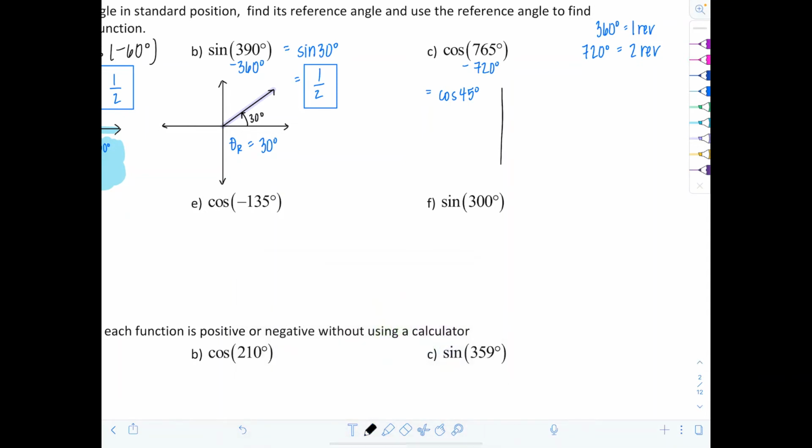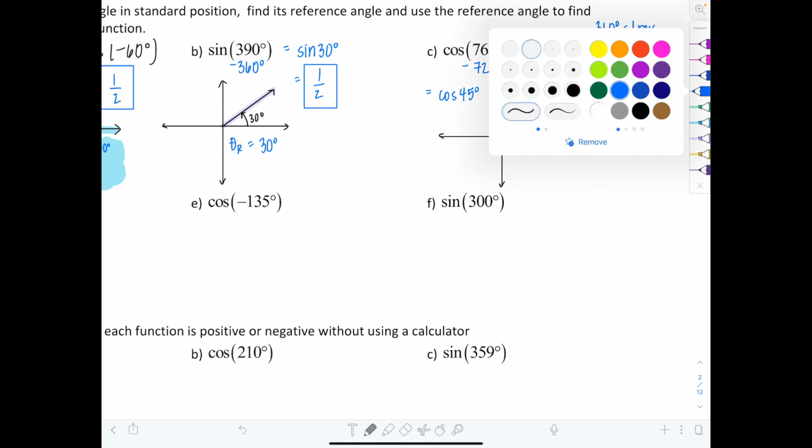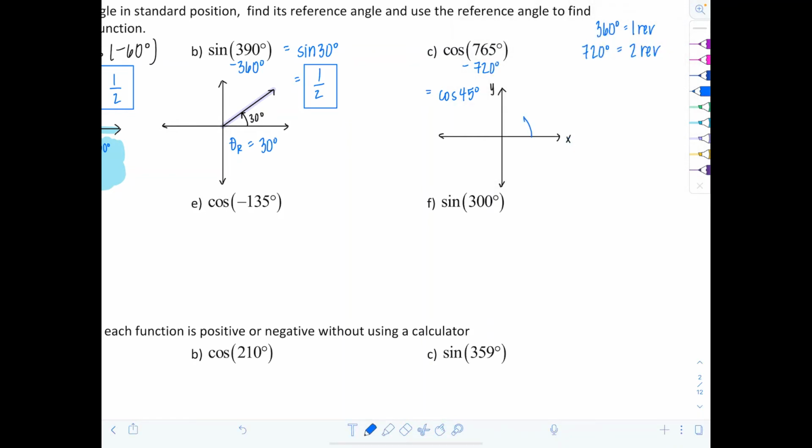So let's go ahead and see where that's going to be. 45 degrees, that's less than 90. So the terminal side for that angle is going to be in quadrant 1. So 45 degrees is actually exactly halfway.